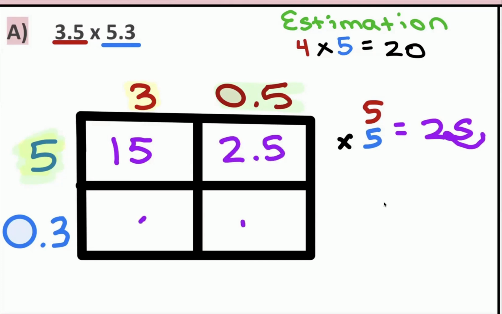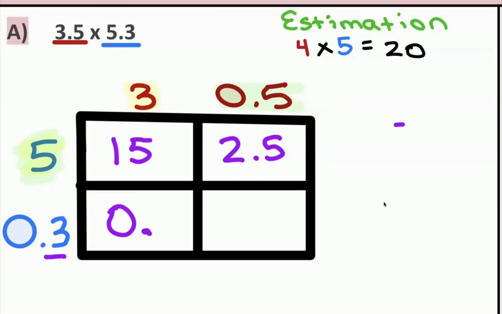Fill in these last 2 boxes on your own. Pause the video. Come back once you're ready to check your work. For our bottom left box, 3 times 3 is 9. There's 1 number after the decimal, so it'll be 0.9. And then 0.5 times 0.3 is 0.15. 5 times 3 is 15, and we have 2 numbers that are right of the decimal.